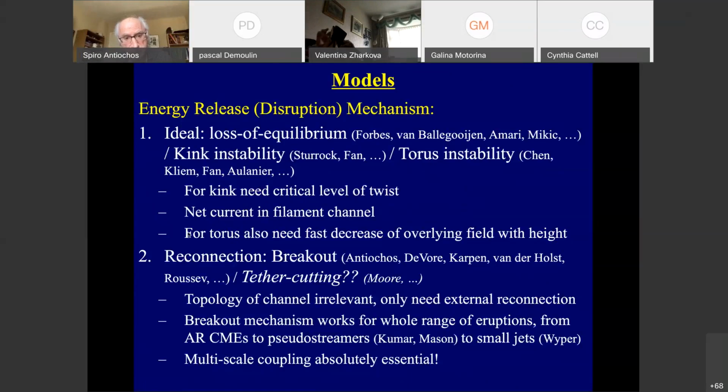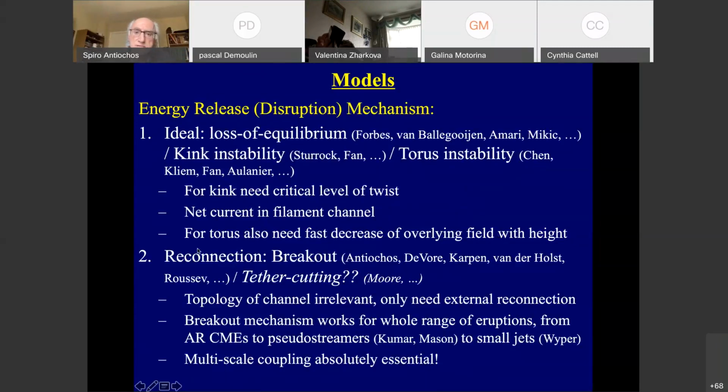To get this torus instability, you need a special decrease of the overlying field with height. So the overlying field has to decrease rapidly with height. And this comes back to what I was saying before, that the properties of the overlying field are equally important to the properties of the filament channel field.